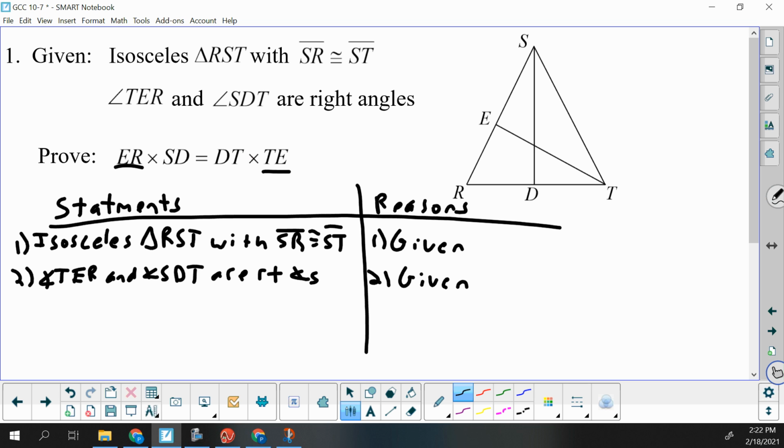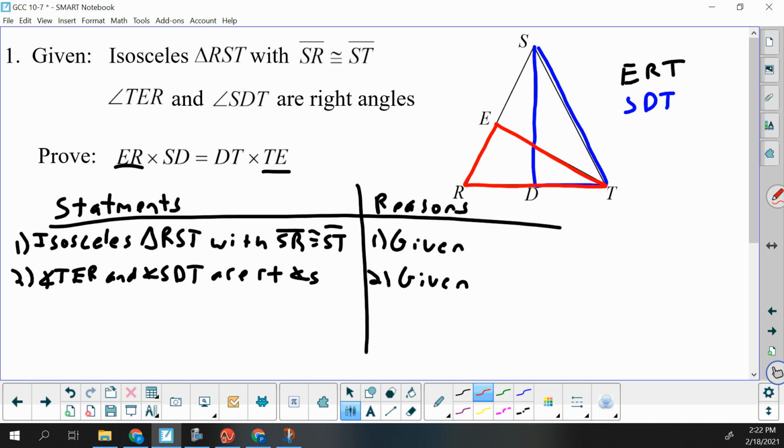So we know we've got ERT as one triangle. And then the other one is SD and DT, so we would want SDT. And they might not be matched in that order with the letters. We'll worry about that later on. But these are the 2 triangles that we're looking to get.